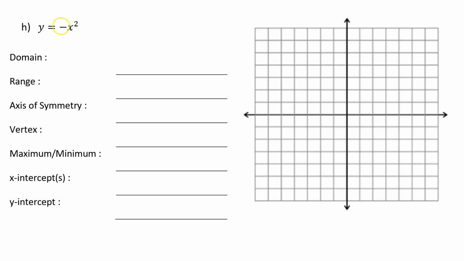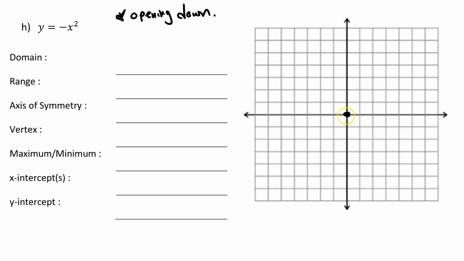Ooh, we have a negative here. So that means we have a reflection that's happening. So instead of opening up, we're going to be opening down. The vertex is going to be the same, but since there's a negative, we're opening down.